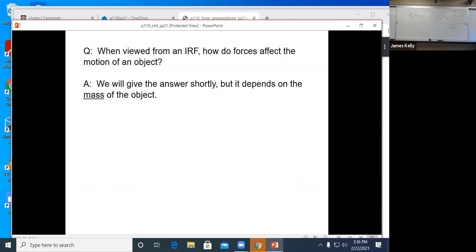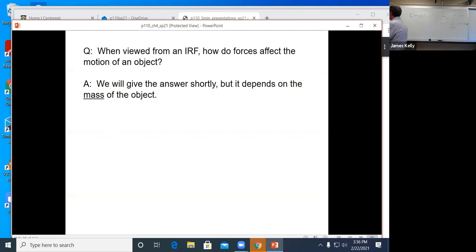Now, what's going to really concern us, especially in Newton's second law, is when viewed from an IRF. So we're not going to take these crazy perspectives where things appear to accelerate because we're observing them from a point of view that accelerates. We're not going to allow that. Newton's just not going to speak about that, really. When viewed from an inertial reference frame, how do forces affect the motion of an object?